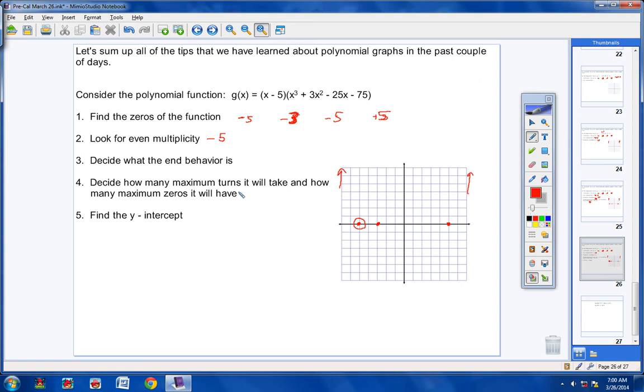Decide how many maximum turns it will take. 3, because the degree is 4. Your lead term was 1x to the 4th. And maximum number of zeros is 4, and we're okay there. We have 3. Now find the y-intercept.